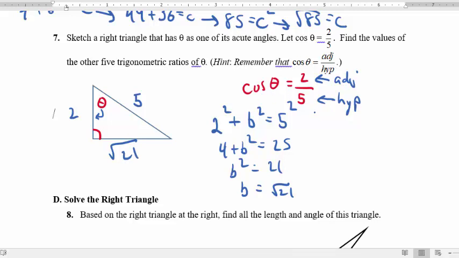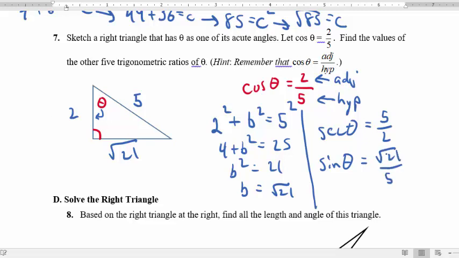So if we know cosine is 2/5, the easy one to get from that is that the secant of theta is going to be the reciprocal. So that's 5 over 2. And now the sine of theta is going to be the opposite, square root of 21, over the hypotenuse, which is square root of 21 over 5. And then the cosecant of theta is going to be the reciprocal of that. So it's going to be 5 over the square root of 21.